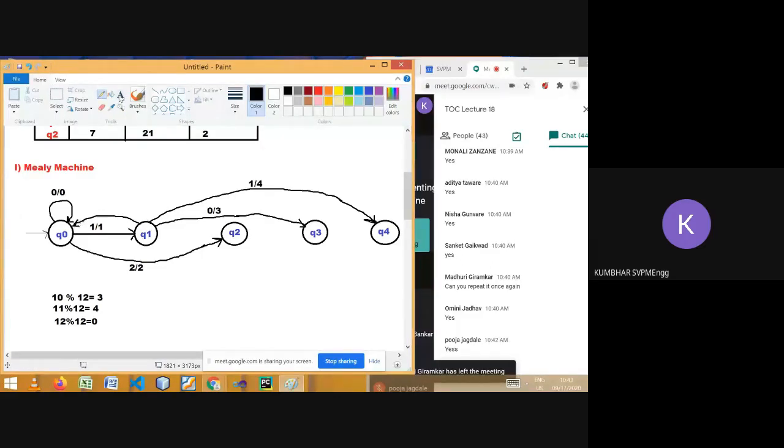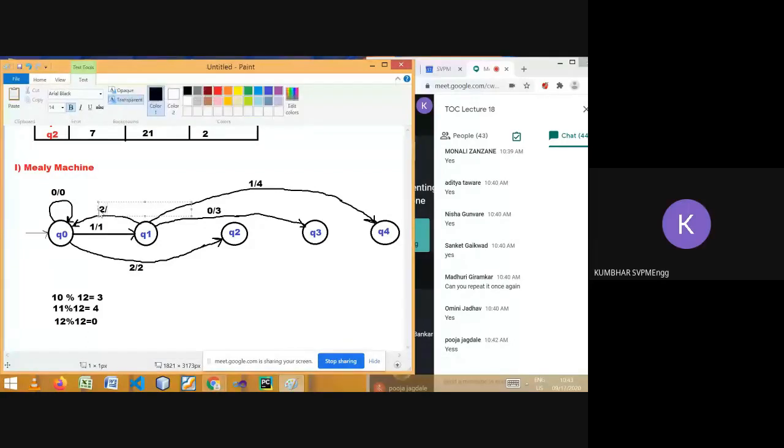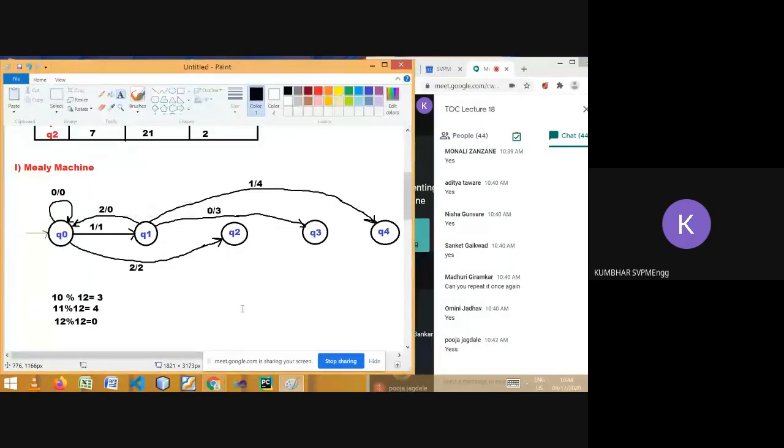So input is 2. What is the output? 0. Output is 0, because no remainder is there. Perfect. So we have completed Q0 and Q1. Let's move to Q2.